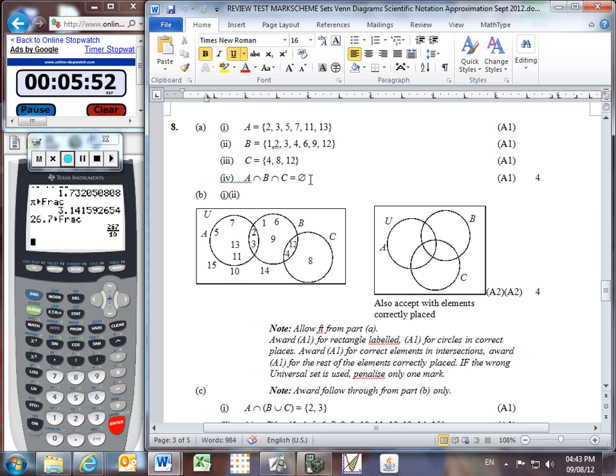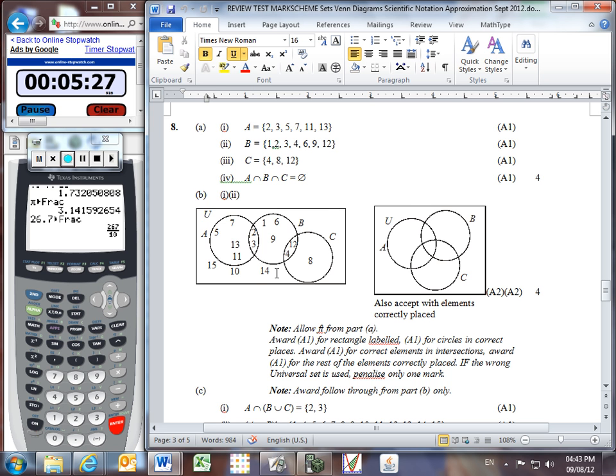Great. You'll notice that IB has said also accept with the elements correctly placed. So IB will not deduct if you drew your circles like this. Although a better solution, the one that they prefer, is where you realize that A and C never intersect. And you can see that they've drawn in all of the elements in the same places as us, including the 15, the 10, and the 14 on the outside.